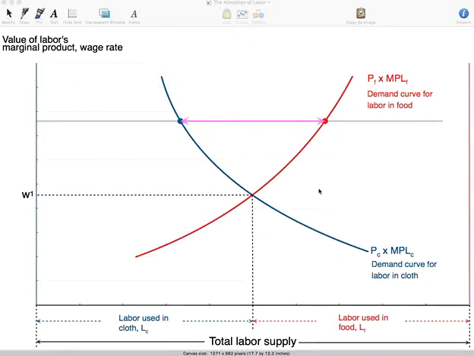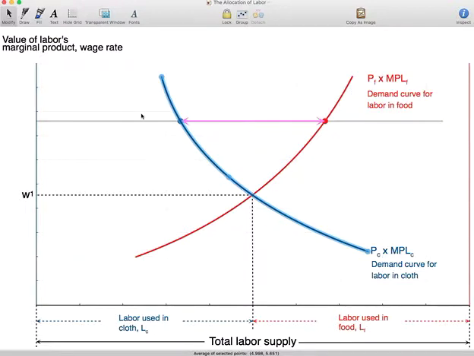So if you remember, if we take a look at here, we have our demand curve for labor in the cloth sector, and that is represented by the value of labor's marginal product, which is just the price of cloth multiplied by the marginal product of labor for cloth. So remember that what that does is it's putting a dollar value on the production of individual workers. So instead of just saying that a worker is producing 10 units per week, it places a dollar value, and that represents the demand curve for that particular product.